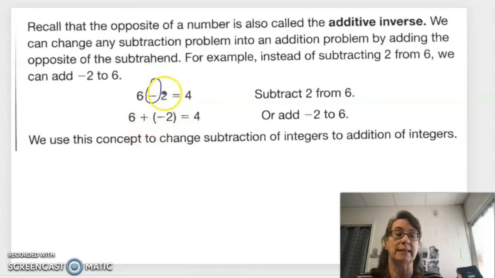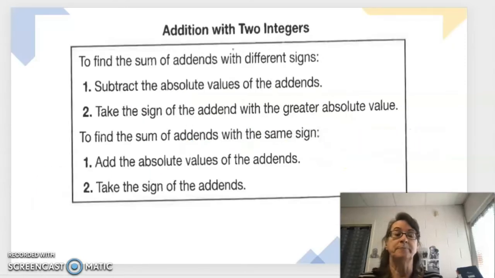We're changing the sign, which was positive, to a negative. Or just think of it as attaching the negative to the number behind it and just add the 2 together. Opposite signs, we subtract. 6 minus 2 is 4. Take the sign of the greater valued absolute value. We use this concept to change subtraction of integers to addition of integers.